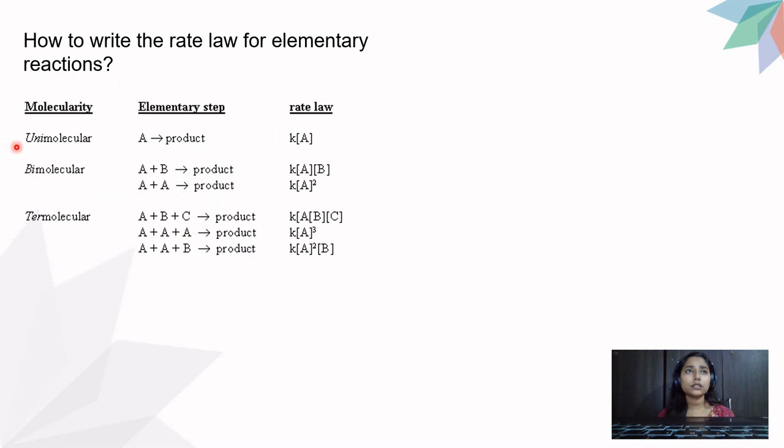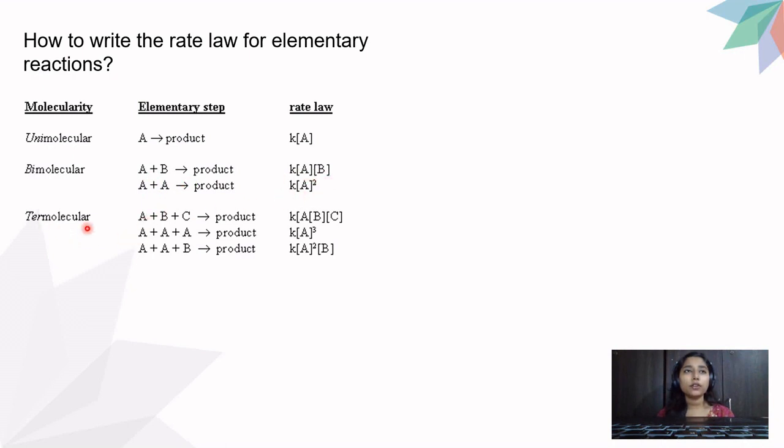So this is the unimolecular. There are 3 columns: molecularity, elementary step, and rate law. For unimolecular, the reaction proceeds this way, and you write the rate law like this. You have studied this in the last video. For a bimolecular reaction, there can be 2 conditions: both the reactant molecules are different from each other, or the molecules are the same. So you can write the rate law like this.